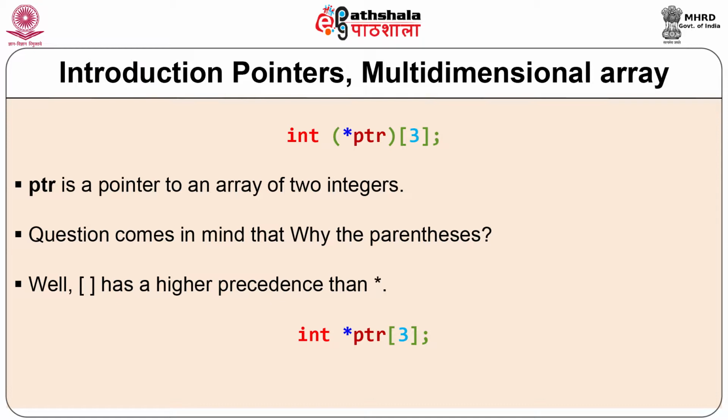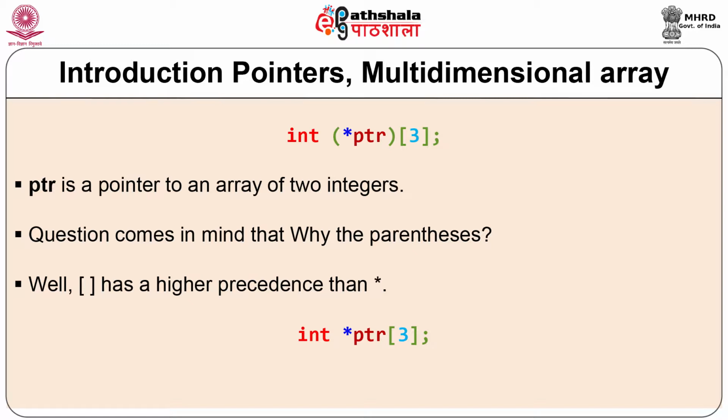Pointer points to an array of 3 integers. So the meaning of the above syntax is that the pointer points to an array of 3 different elements. This statement says that pointer is a pointer that points to an array of 2 integers. So the question comes to mind: why are parentheses needed? Well, square brackets have a higher precedence than the star.